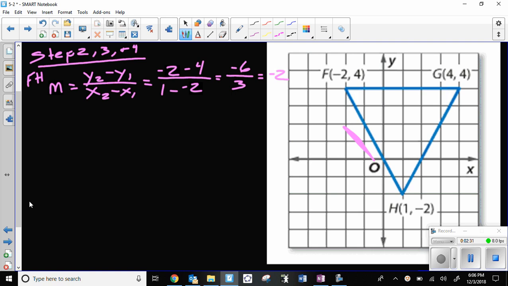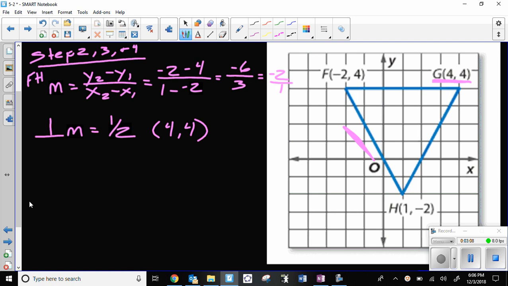Step 3 is to find the perpendicular slope. This is reading negative 2 over 1. Remember, perpendicular slope is the opposite reciprocal, so it's going to become a value of 1/2. And it has to go through the opposite vertex. This is going to be step 4 now. The opposite vertex is point G over here, so I'm going to use (4, 4). It's opposite the side that we found the slope of.